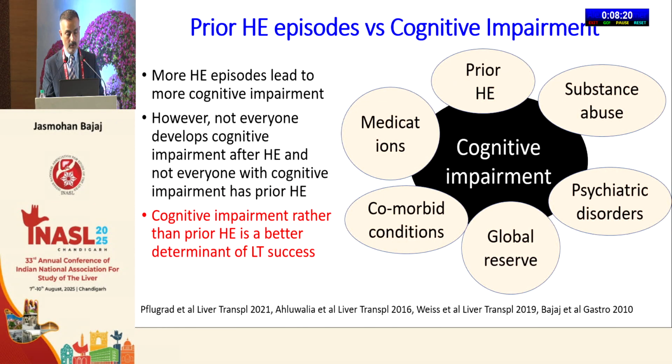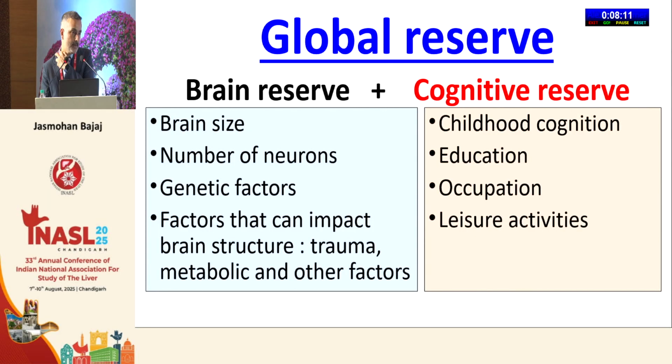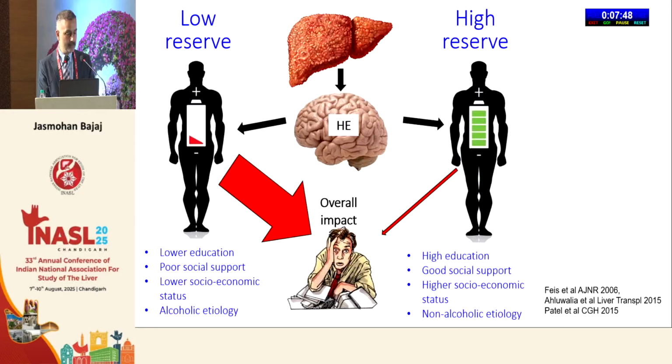However, if you talk about a patient who has a very good reserve of the brain, they can withstand multiple episodes of hepatic encephalopathy but still not have cognitive impairment. And what does that mean? People are born with higher brain sizes, but how they take care of their brain matters too. Socioeconomic status, childhood cognition, education, occupational and leisure activities, higher socioeconomic status actually protects the brain. So they can withstand a lot more insults than someone who doesn't.